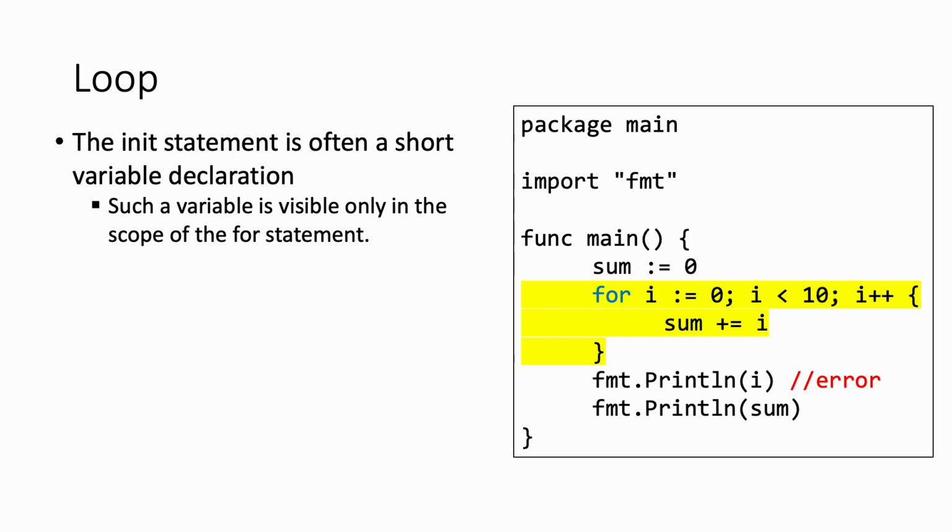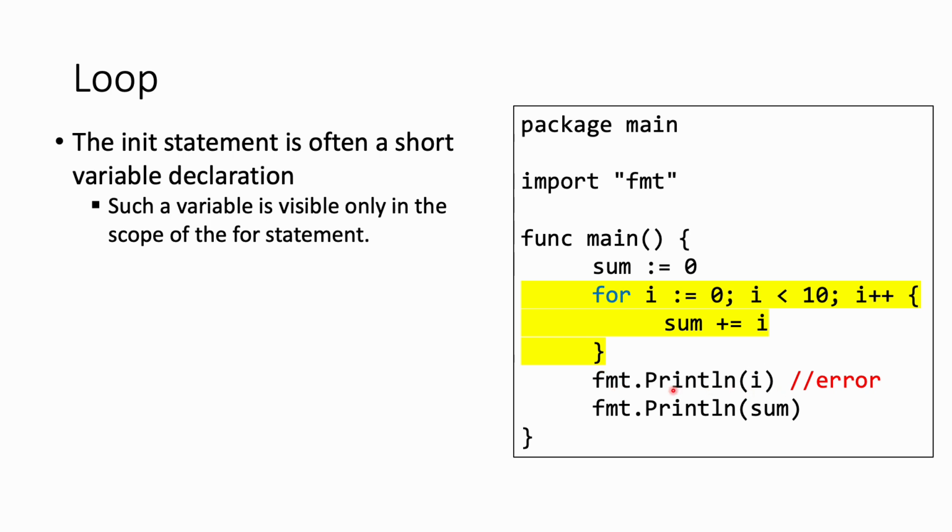Let's recap important facts about the for loop. First, the init statement is often a short variable declaration, and such a variable is visible only in the scope of the for statement. So in this for loop, we declare variable i in the init statement and initialize it to 0. So this variable i is only available within this for loop. So what happens when we try to use it outside of the for loop?